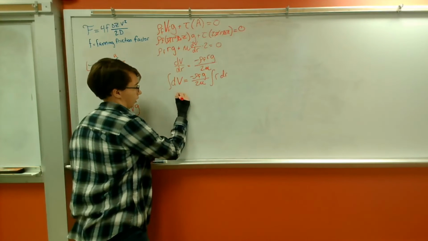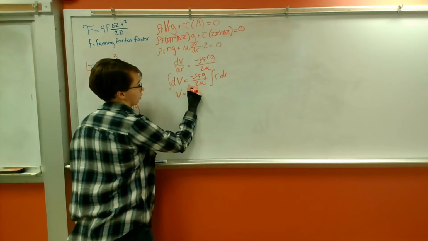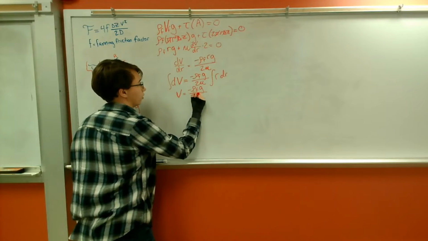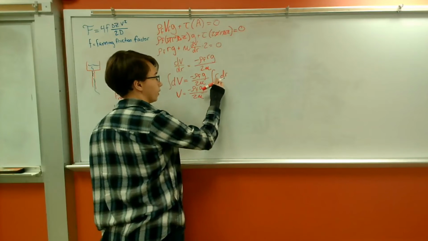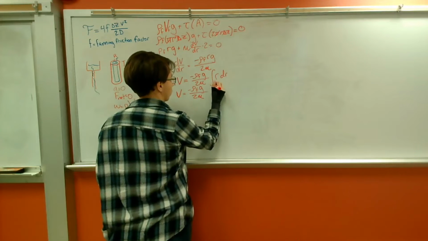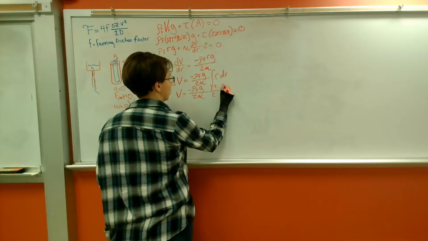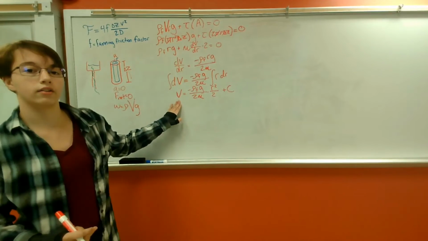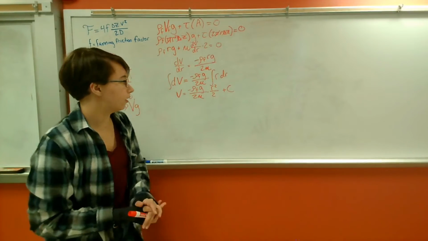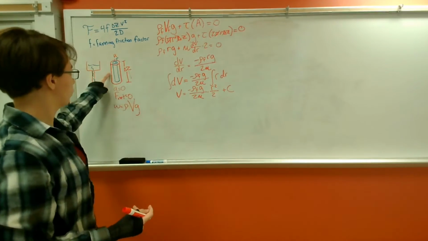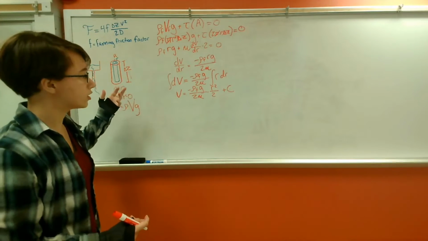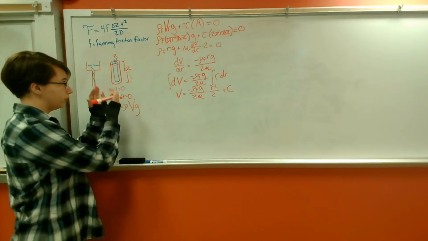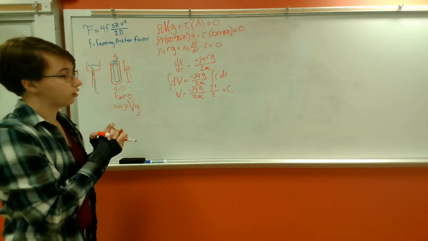So then we have velocity equal to negative density of the fluid times acceleration due to gravity over 2 mu. Integral of that is r squared over 2, and then plus c for constant integration. Alright, and so then we're going to need to know what is c. But there is one point along here that we do know the velocity for, and that is when little r is equal to big R, because the tube's not moving, so there's no velocity there.